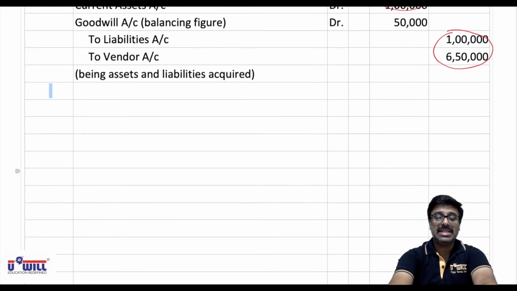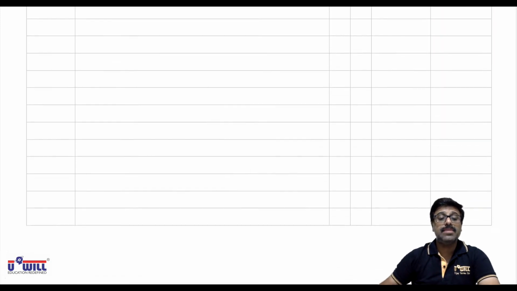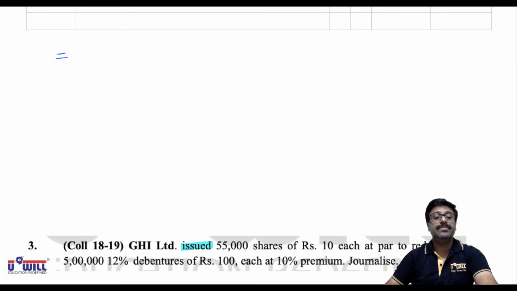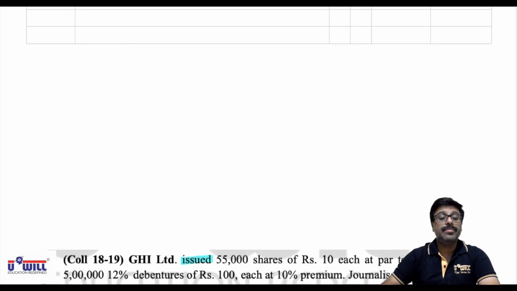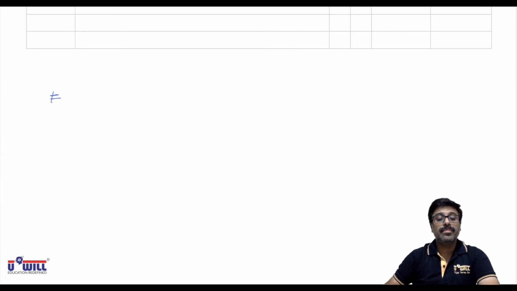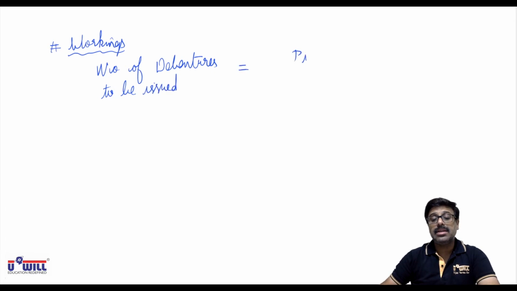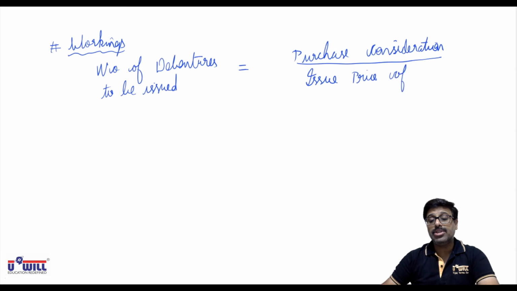Then second entry. Now before we pass the second entry, since debentures are issued at premium, we'll be making the workings. So all of you make this working notes for the same. How will we make the workings? Understand it. In workings, what we have to do is count the number of debentures to be issued. For that, the formula is: number of debentures to be issued is equal to, look at this formula I made you write just now today itself, whatever is the purchase consideration or purchase price of the business divided by issue price of debentures.